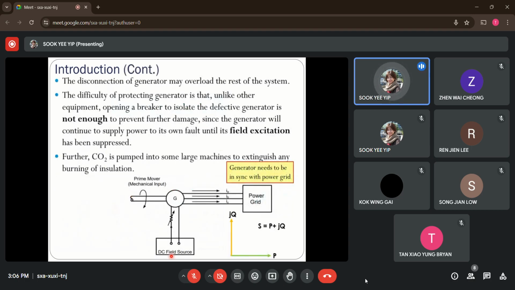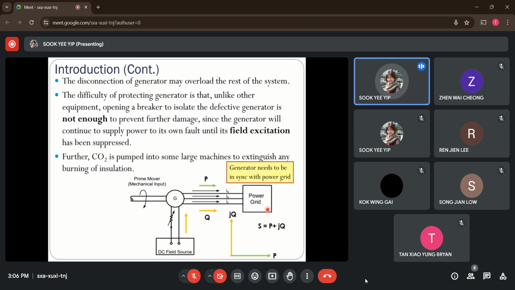So we'll look into this diagram before we explain the contents we have in this slide. This is actually a generator. The generator has been connected to multiple systems, including the prime mover, and then we have a DC field excitation circuit, and one more component also connected to the generator, which is the power grid. From here you can see the DC field source will actually give the required reactive power from the grid to the generators. And this generator will supply both active power and reactive power to the power grids.